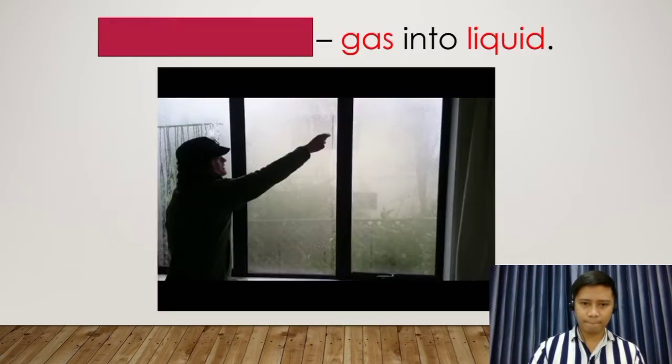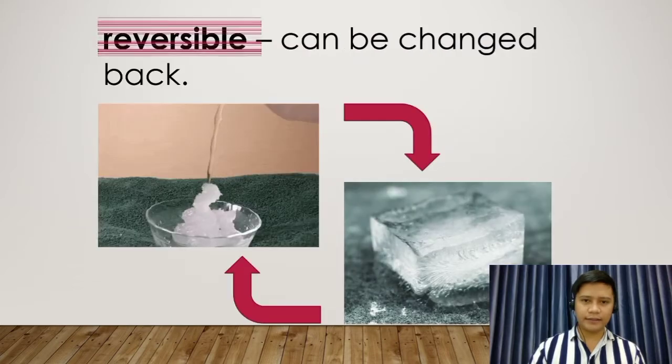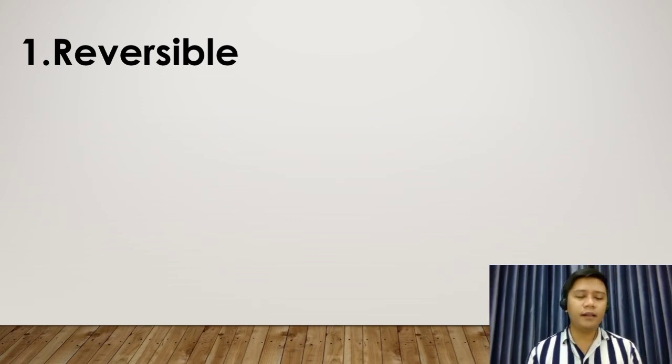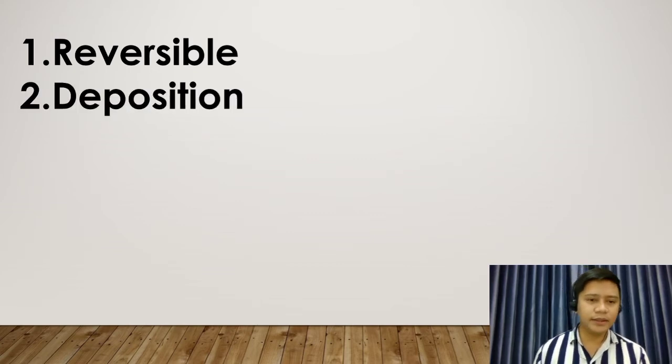So let's check your answer. If you're correct now. Okay, let's start with number 1. Number 1 is reversible. Okay, so start with letter R, E, V, E, R, S, I, B, L, E. Reversible. Very good. Okay, next number 2.